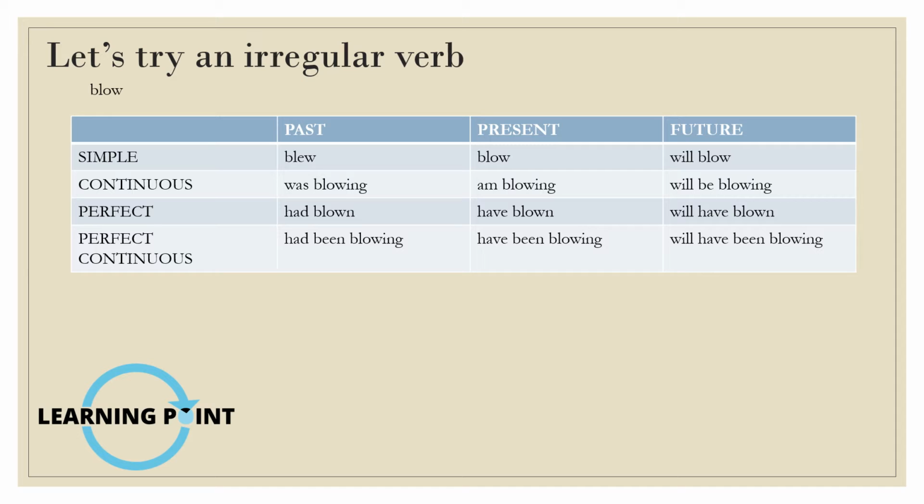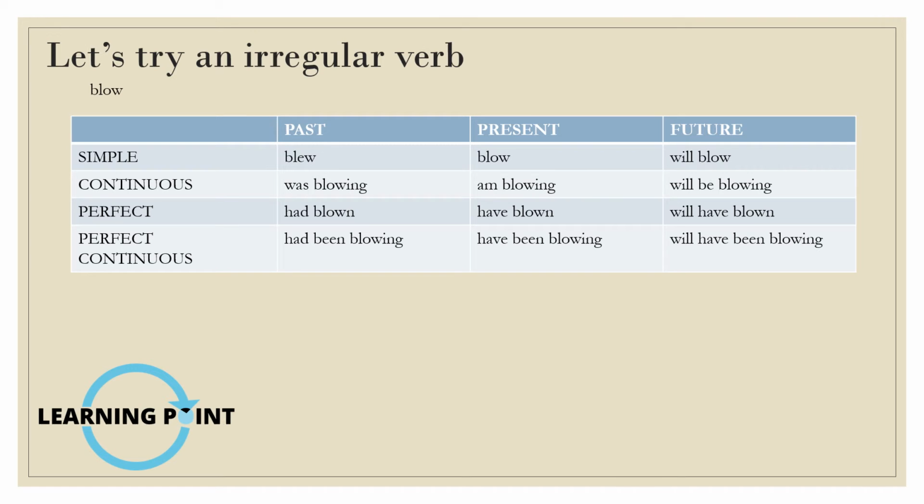I want you to look at the perfect tense, see if you got it the same as mine. So the perfect tense, remember we said, is your auxiliary verb plus your past participle. The perfect tense will always use the past participle. Now, in past perfect, we have had plus your past participle. So, had blown. Present perfect, has or have plus your past participle. So, have blown. Future perfect, will plus have plus your past participle. Will have blown. It's as simple as that. Follow your recipe. As simple as that.